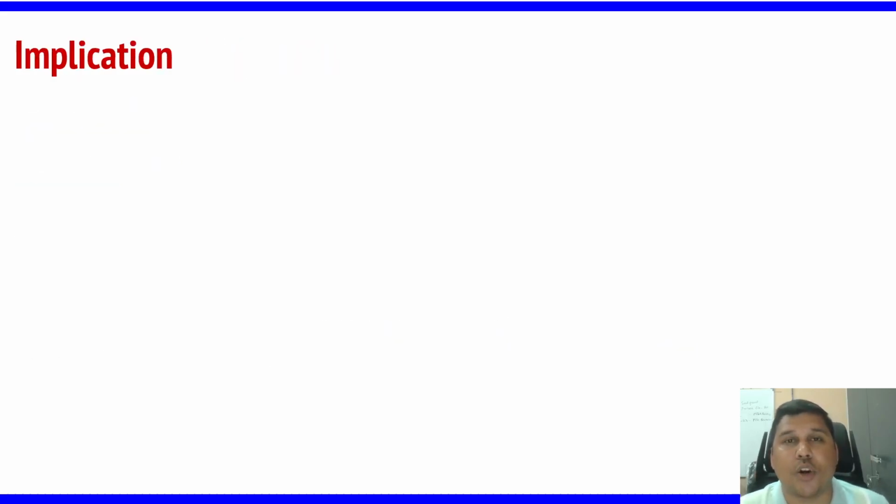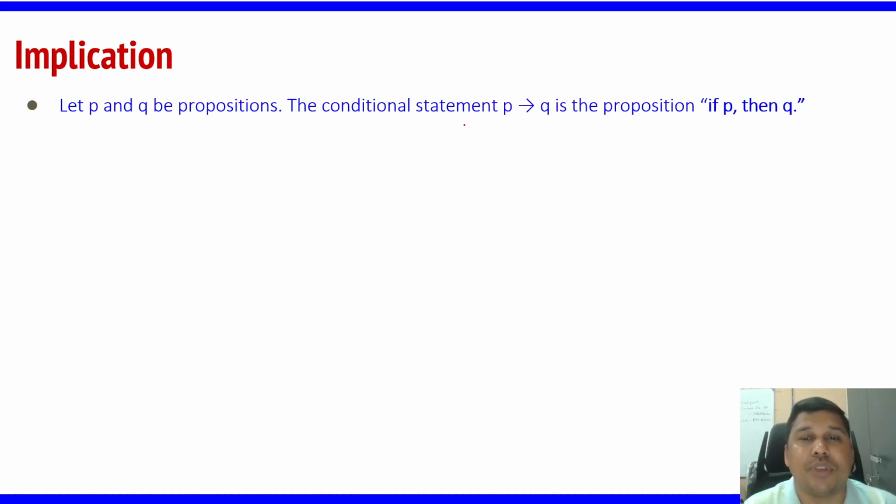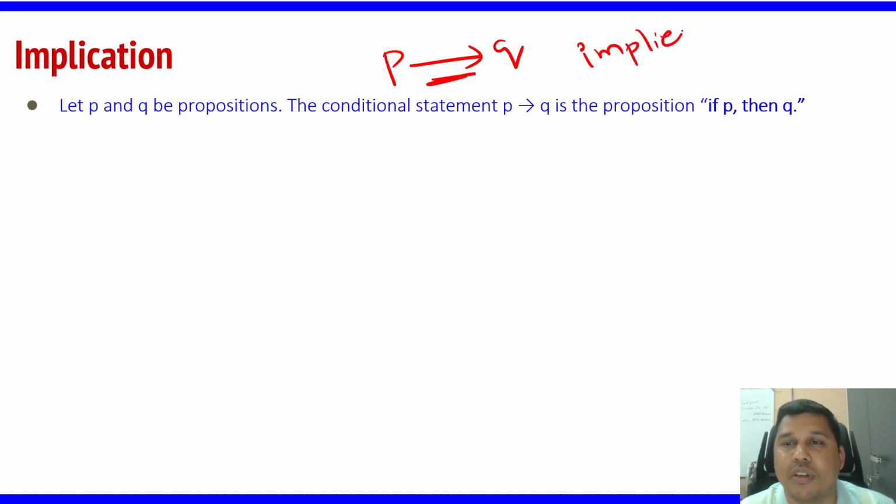The fourth important operator is implication. This is one of the very important propositional logic operators which is widely used in problems of computer science. Implication uses the symbol P implies Q. This is read as "implies". P implies Q is the proposition, and the plain text way of writing it is: if P then Q.